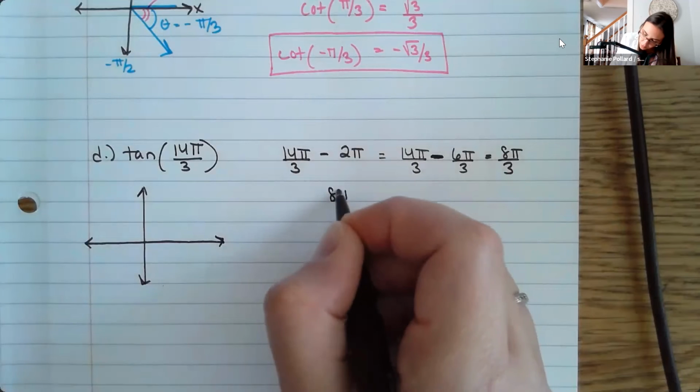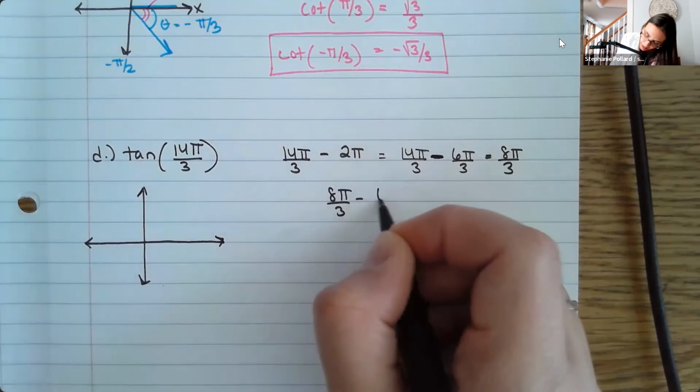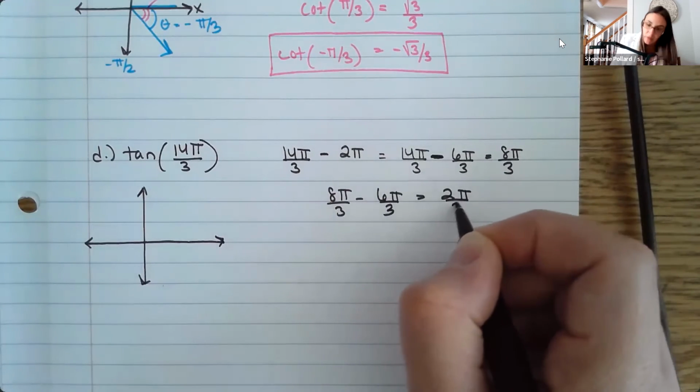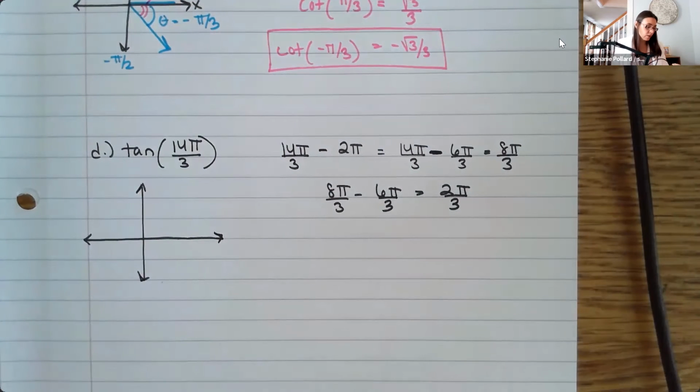8 pi over 3 minus 6 pi over 3 gets me down to 2 pi over 3. So that angle is, again, a little bit more reasonable to work with here, and it gives me the same answer. So this is not a reference angle. This is coterminal angles. Subtracting or adding out 2 pi or 360 degrees does not change the value of tangent or any of the trigonometric functions.